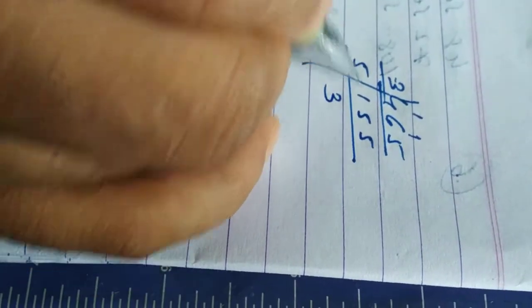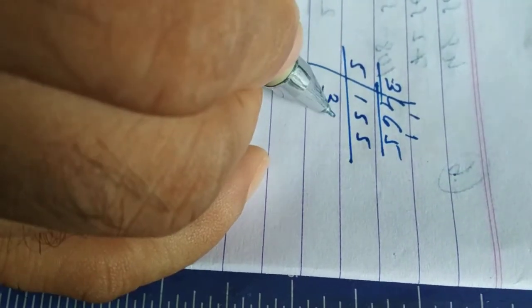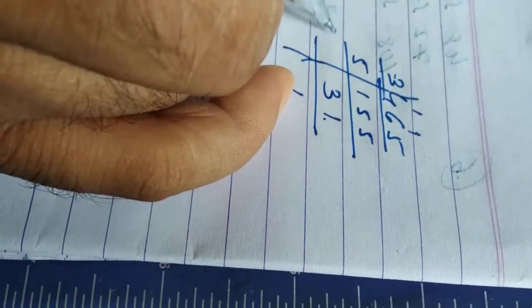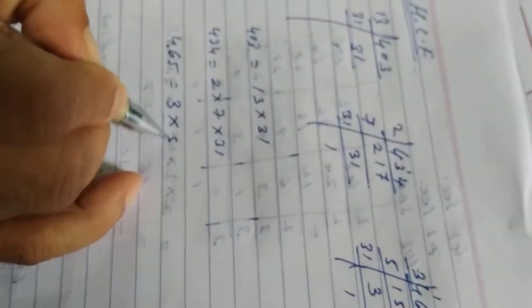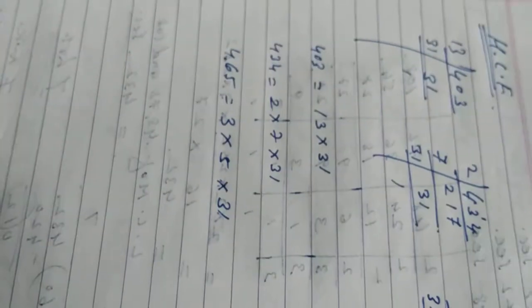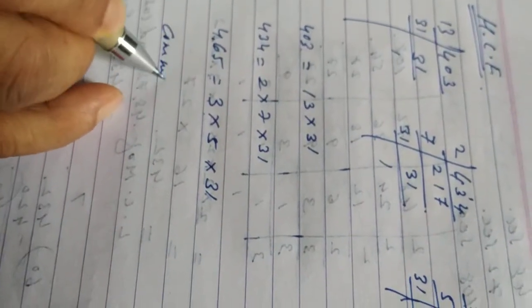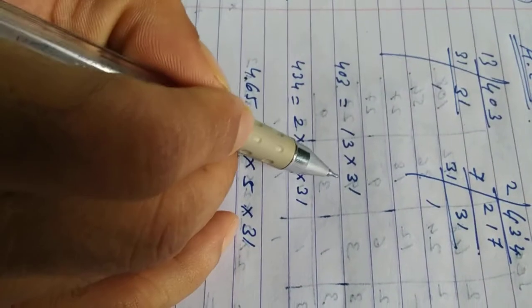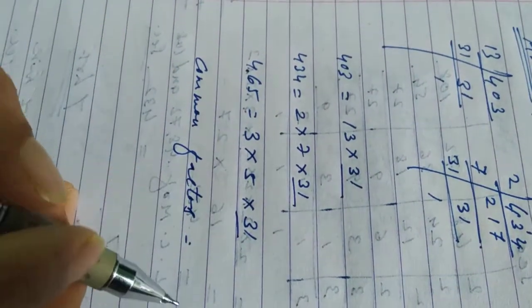3 5s are 15, right? And 1 5s are 5, so 31. 1 31s are 31, so 465 is equal to 3 multiply 5 multiply 31. Now common factors. What is the common factor over here? 31, 31, 31, right?